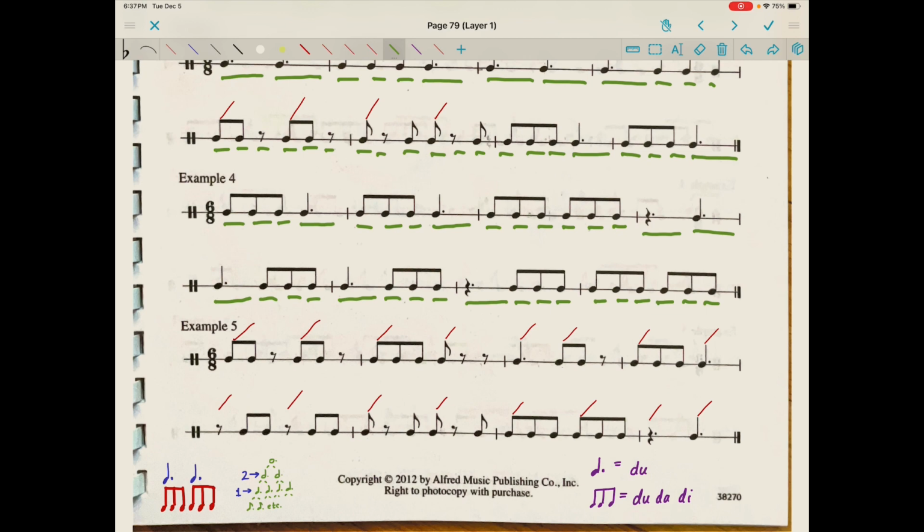1 and a 2 and a ready, speak. Do da, do da, do da dee do. Do da, do da dee do. Da dee do, dee do, dee do da dee do.